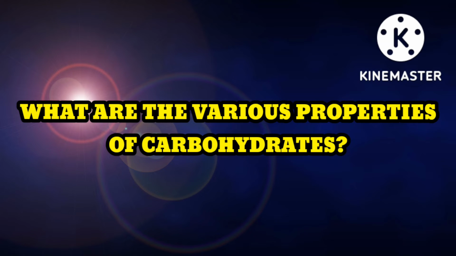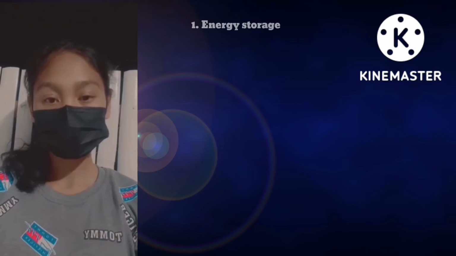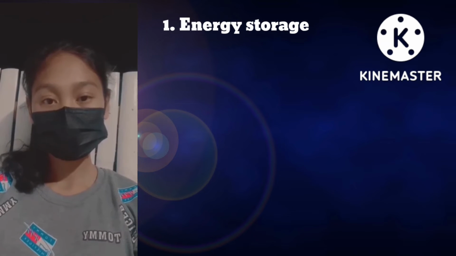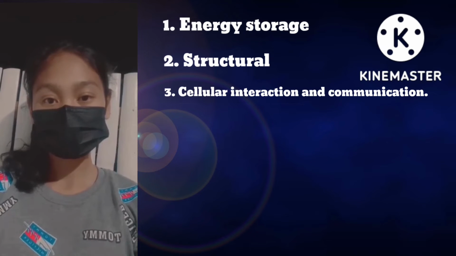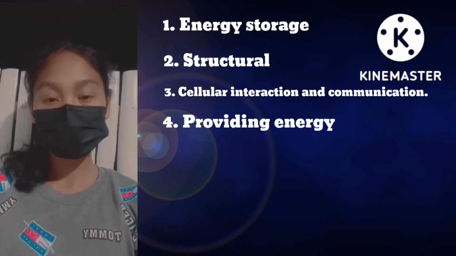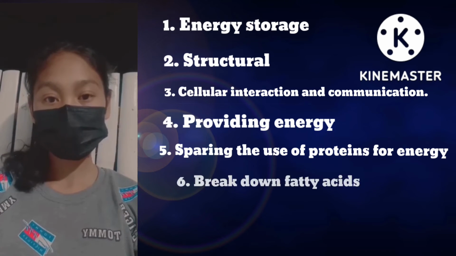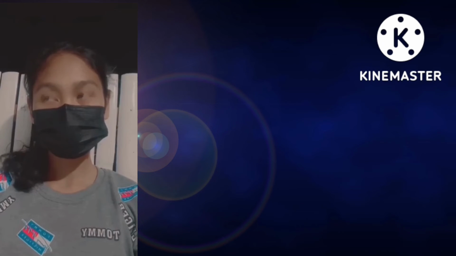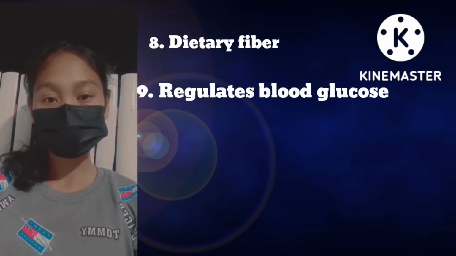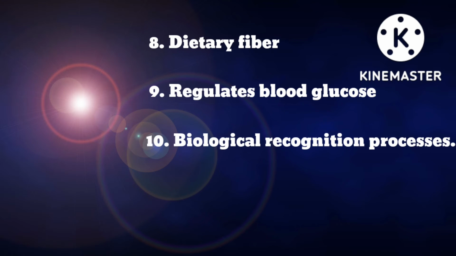What are the various properties of carbohydrates? The various properties of carbohydrates are as follows. Number 1, energy storage. Number 2, structural. Number 3, cellular interaction and communication. Number 4, providing energy. Number 5, sparing the use of proteins for energy. Number 6, break down fatty acids. Number 7, flavor and sweeteners. Number 8, dietary fiber. 9, regulates blood glucose. And 10, biological recognition.